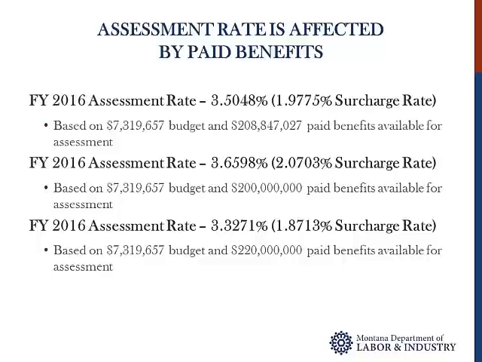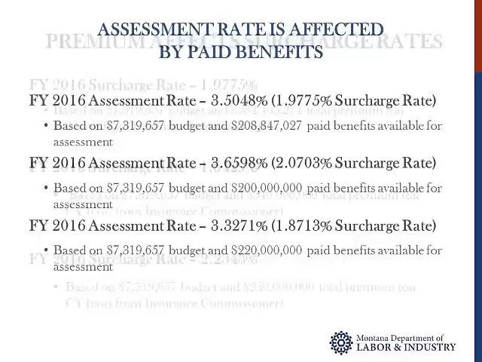The second and third assessment rates show what happens if the paid benefits were to decrease or increase while the budget remains the same. As the paid benefits decrease, the assessment rate must increase in order to collect the same amount of money. As paid benefits increase, the assessment rate decreases in order to collect the same amount of money.